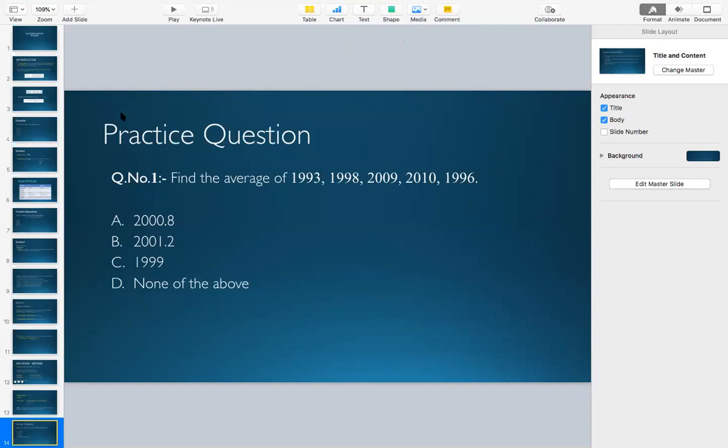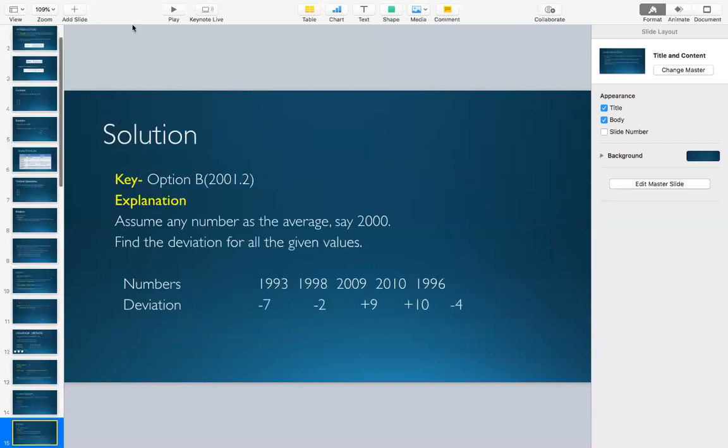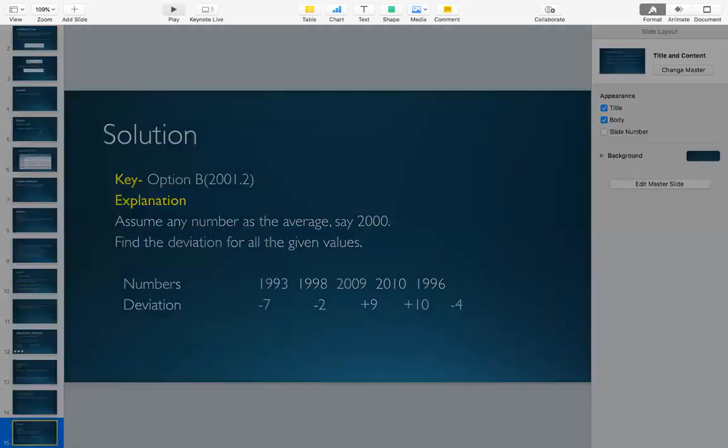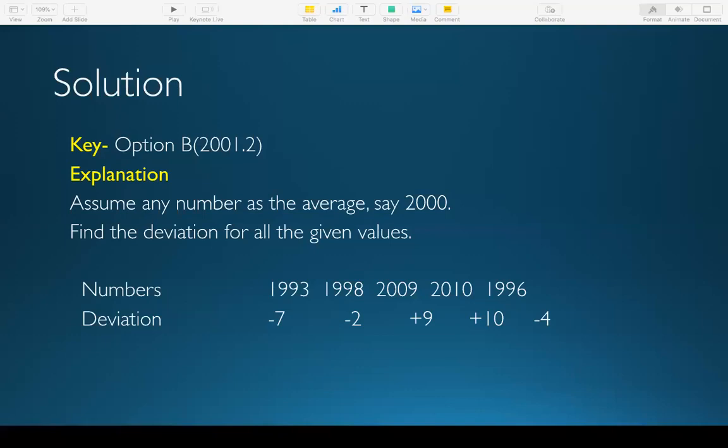Okay, so guys, as I told you when I was teaching you the concept, you can assume one of the given numbers, or you can also assume a number of your choice. Now, in this given set, it's very clear that all the numbers are either slightly greater than 2000 or slightly less than 2000, right? So if you had assumed the average to be 2000, you would still have got the answer, and most probably it would have been slightly quicker than assuming one of the given numbers.